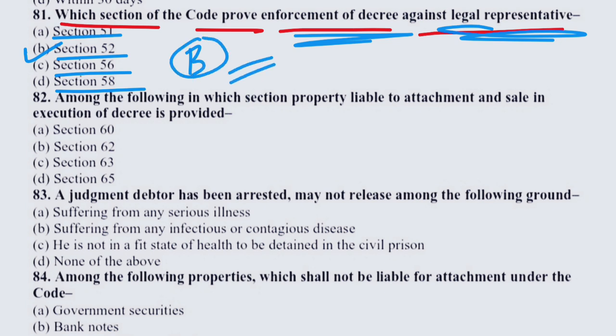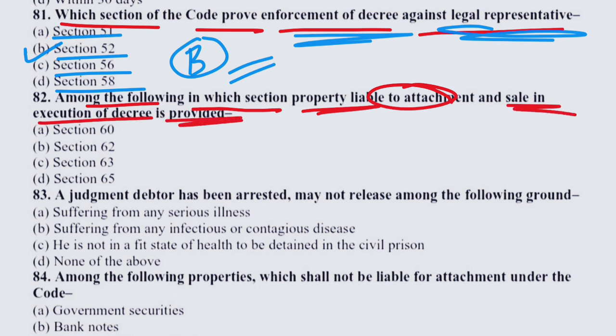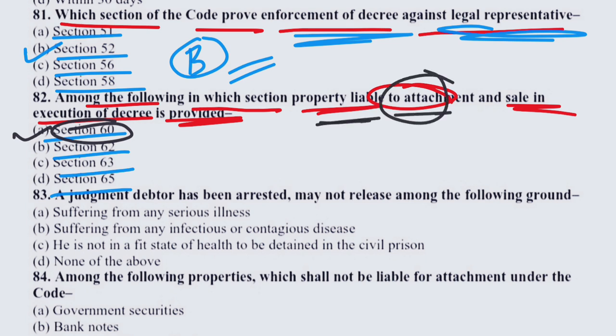Okay, now to the next question. Among the following, in which section is property liable to attachment and sale in execution of decree provided? Options are section 60, section 62, section 63 and section 65. So in this case the correct option would be option A, that means section 60. As per the provision of section 60 of the CPC, it provides for the property liable to attachment and sale in execution of decree. So option A would be the correct answer.